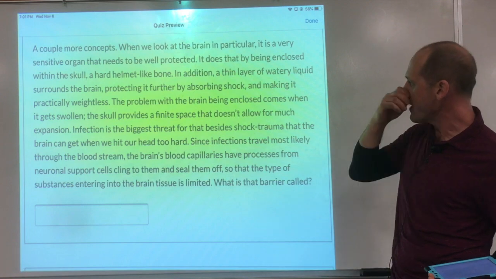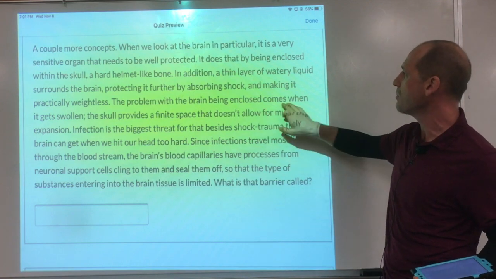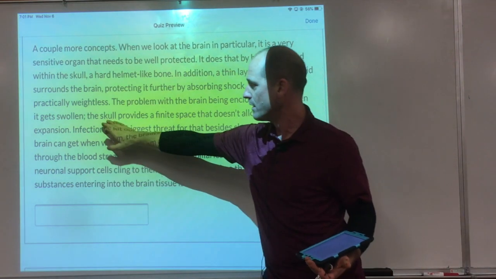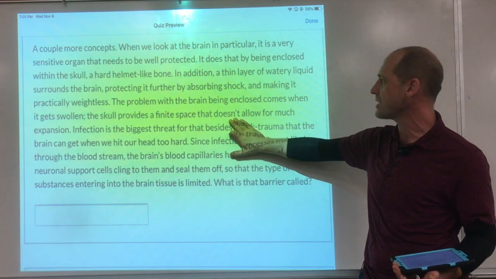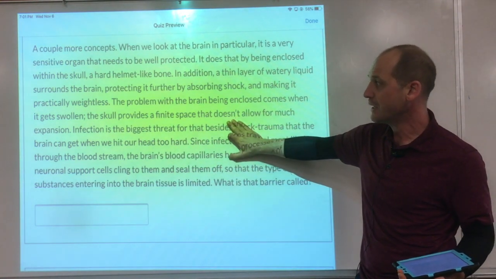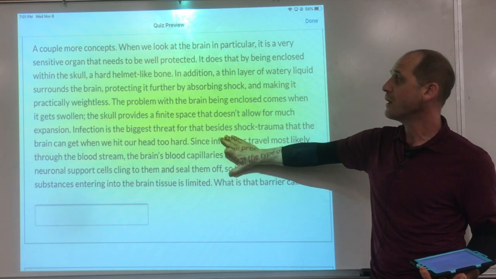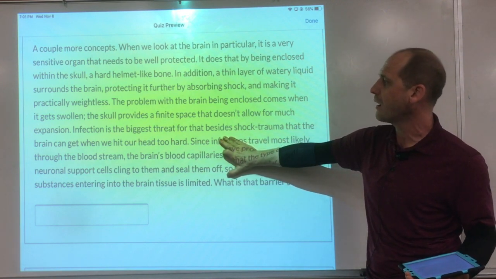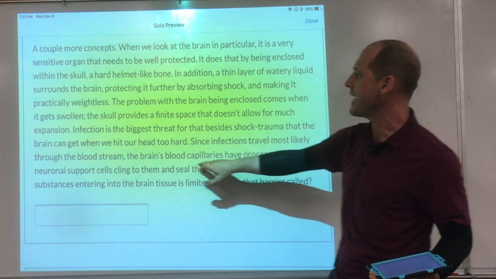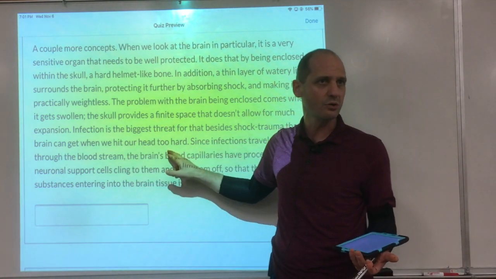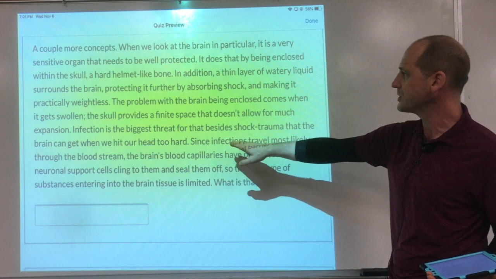The problem with the brain being enclosed comes when it gets swollen. The skull provides a finite space that doesn't allow for much expansion. Infection is the biggest threat for that, besides shock trauma. Shock trauma is when we get hit over the head pretty hard. That's like a concussion. But the infection is pretty bad.